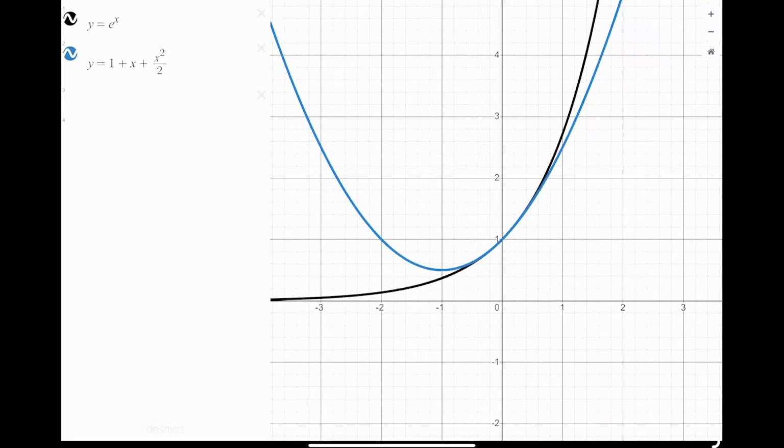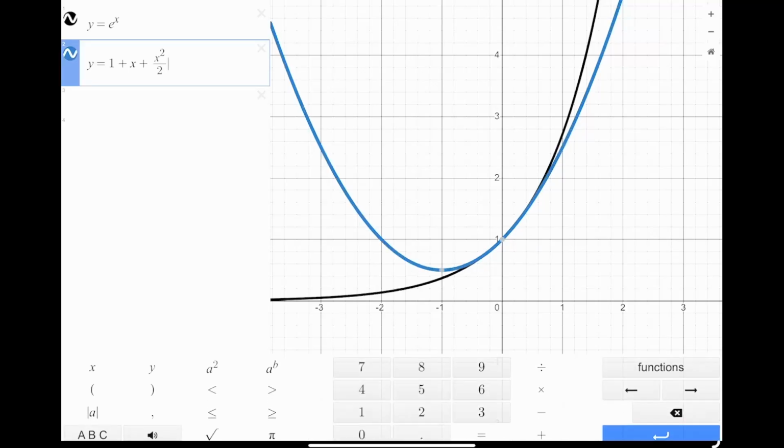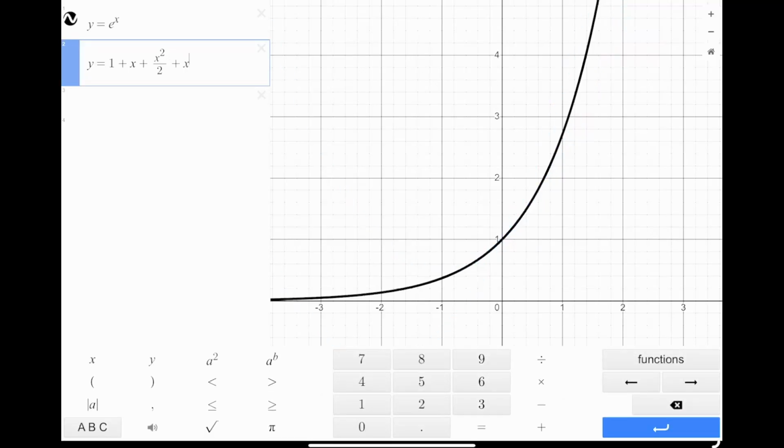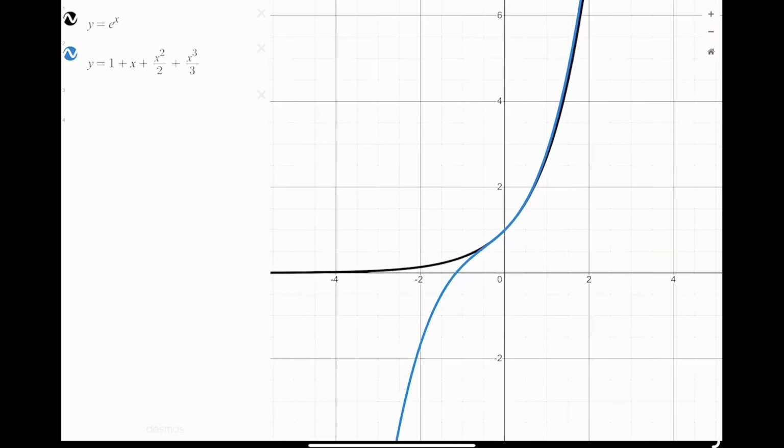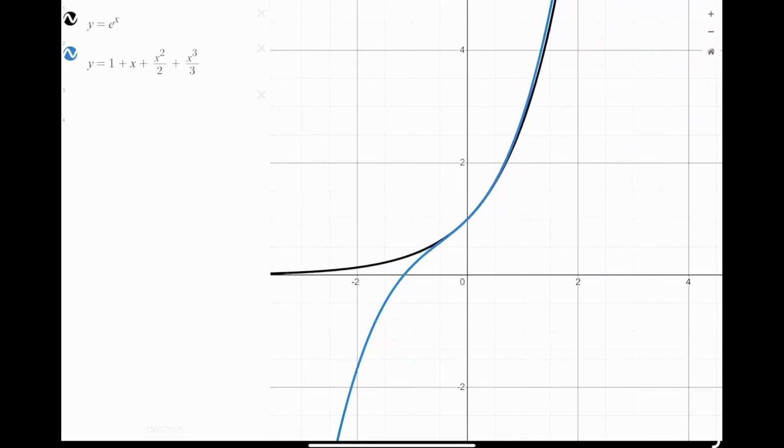Now the function value matches, the slope values match, and the concavity matches. And I could keep using these derivatives and keep adding to my polynomial to now not only make the first and second derivatives match, but also the third derivatives match. And I could make the fourth derivatives match and the fifth derivatives match, and so on and so forth. That's our goal for what we call a Taylor polynomial or a Maclaurin polynomial.